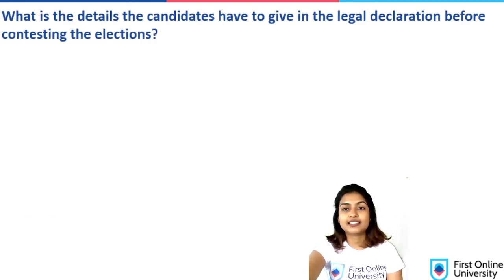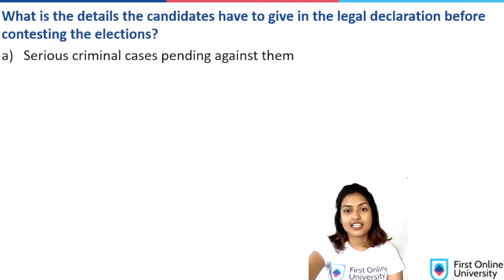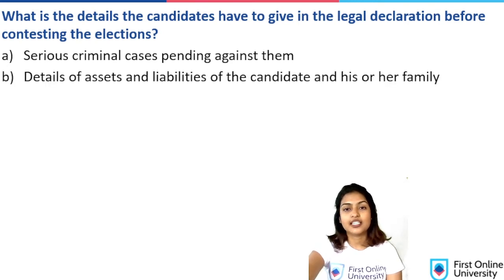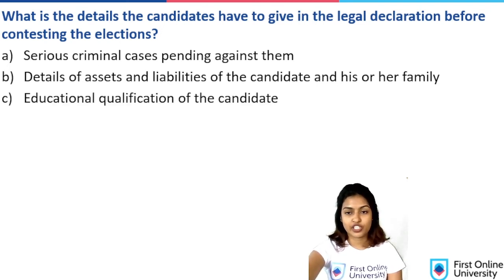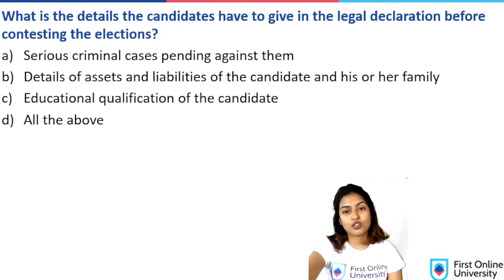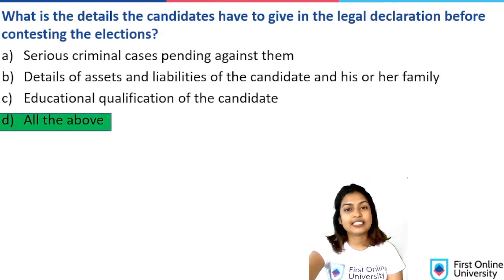What are the details the candidate has to give in the legal declaration before contesting the elections? A. Serious criminal cases pending against them. B. Details of assets and liabilities of the candidate and his or her family. C. Educational qualification of the candidate. D. All of the above. It is D. All the above. All the A, B, C components have to be included in the legal declaration before contesting in the election.